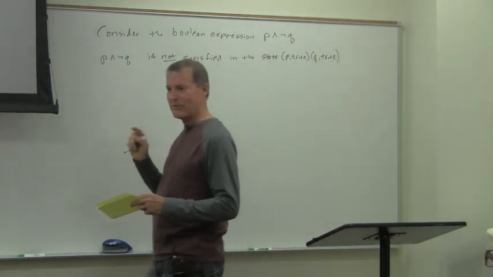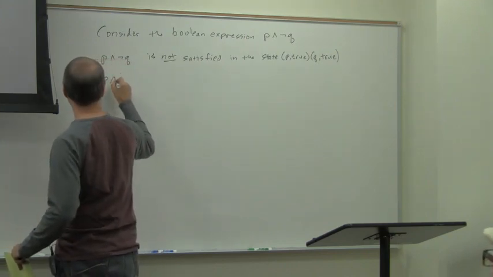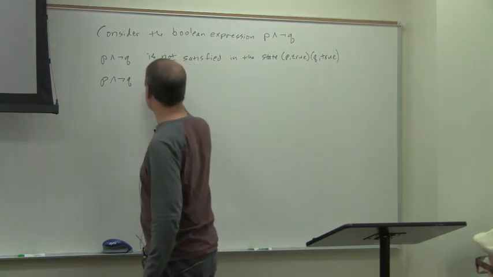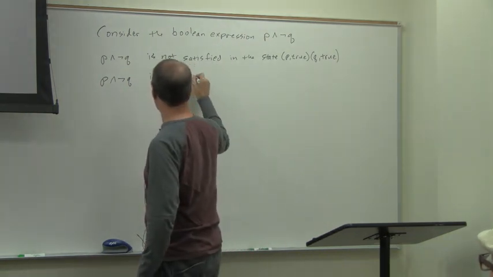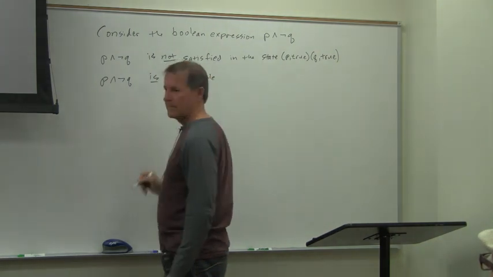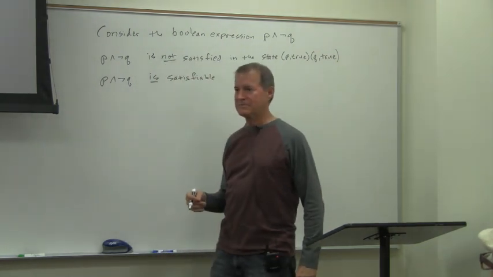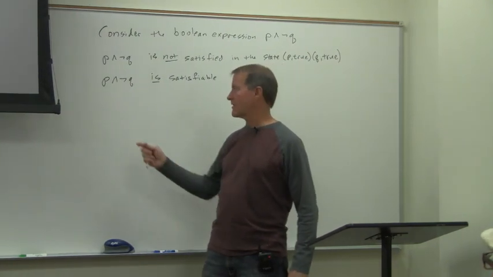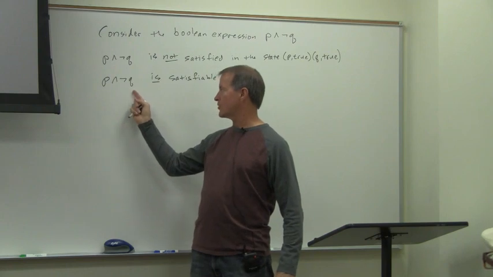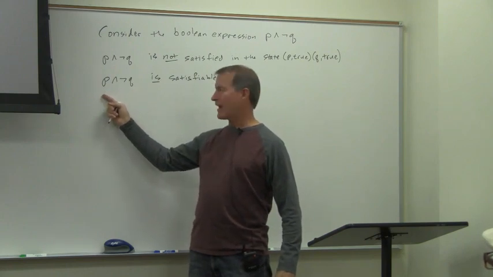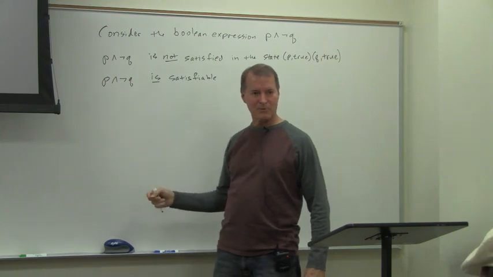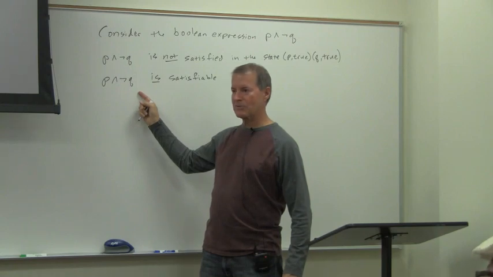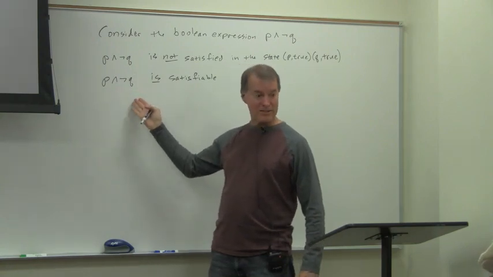Okay, but here's my question. What do you think, Josh? P and not Q. Is it satisfiable? Yes. Yeah, it is satisfiable. And how do you know that it's satisfiable? Because Q could be false and P could be true. And in that case, P and not Q is true. Is everybody clear on that? Because this would be true and true. If Q is false, not Q would be true, and then true and true is true, right? Does everybody see this is satisfiable?